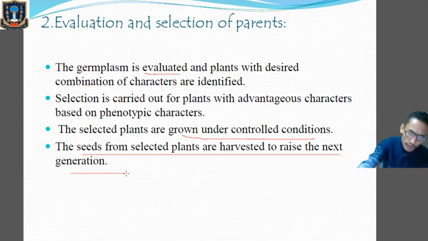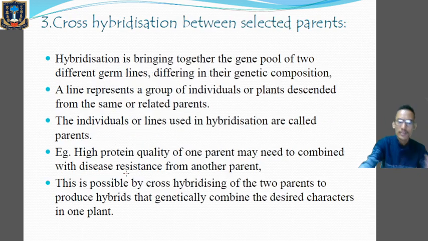Now after the evaluation and selection of parents, the next step is hybridization, cross hybridization between selected parents. Now what is hybridization? What do you mean by hybrid? Hybrid means any offspring with the parental characteristics present in them. If the parental characteristics are present in a plant or in a seed, then that is called a hybrid progeny or a hybrid plant.